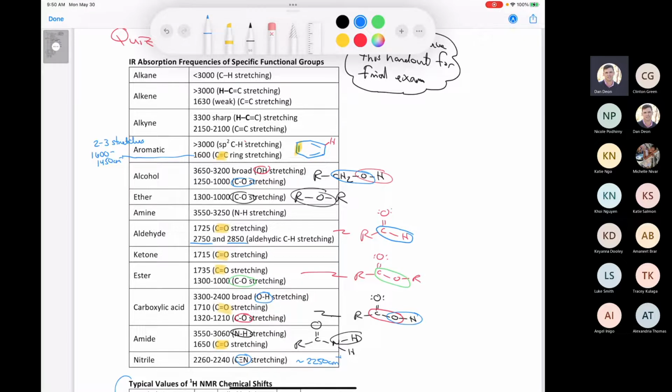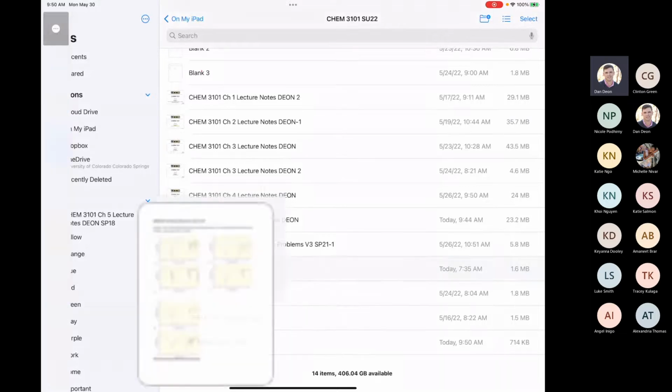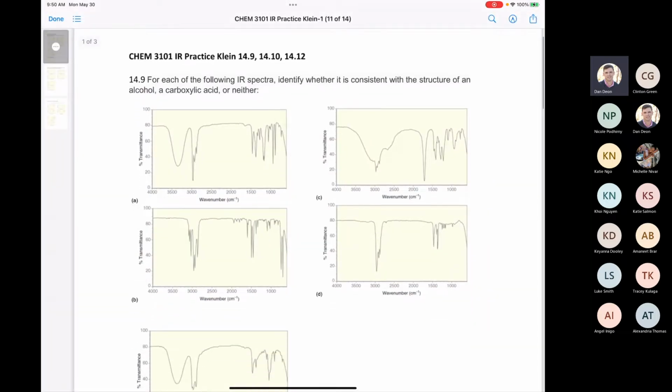Okay, so the first exercise we're going to try, and these come straight out of Klein, is, no, that's not it. It's these practice problems here. We're going to start with question 14.9. We'll start with something that's relatively not uber complex.